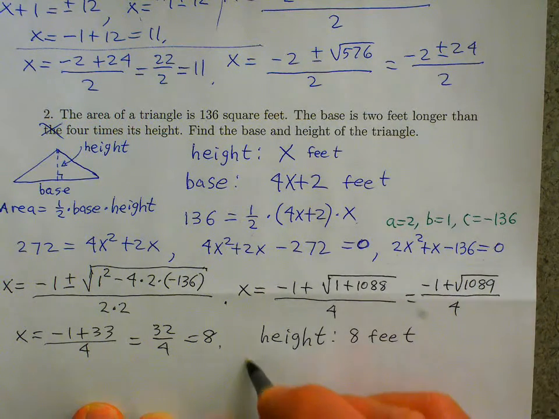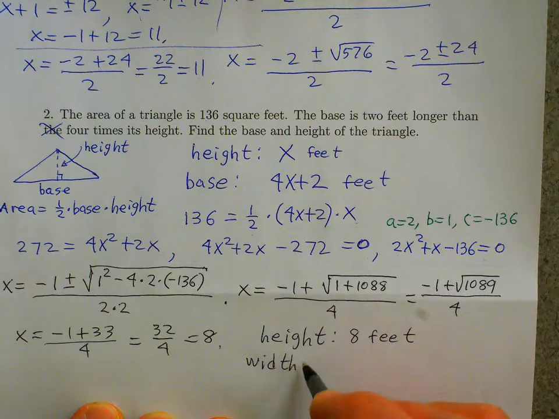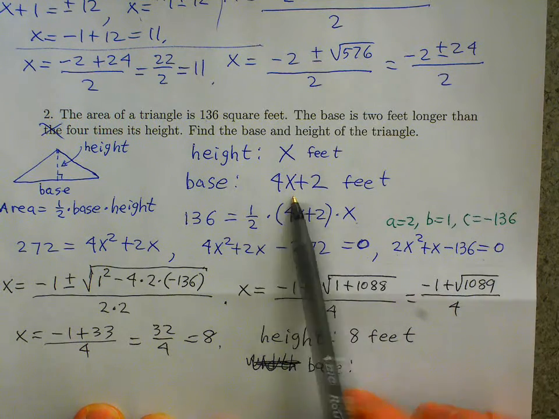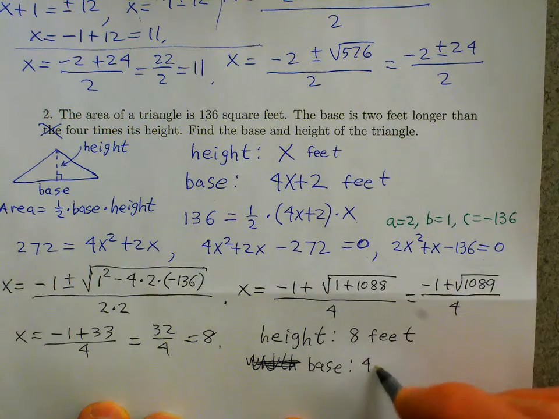The width, not width, sorry, base. The base is 4 times x plus 2. 4 times 8 plus 2 is 32 plus 2, or 34.